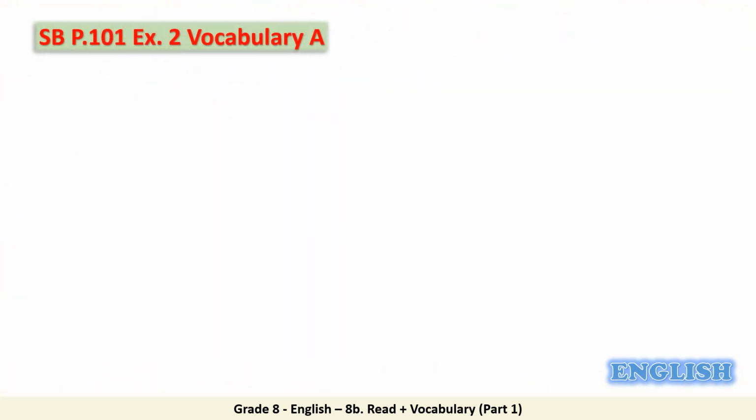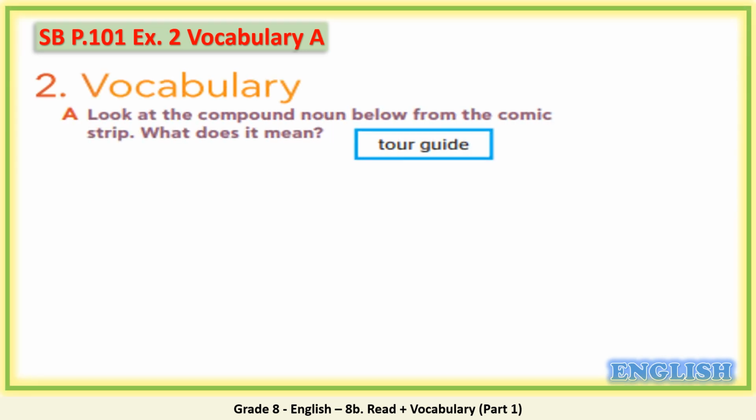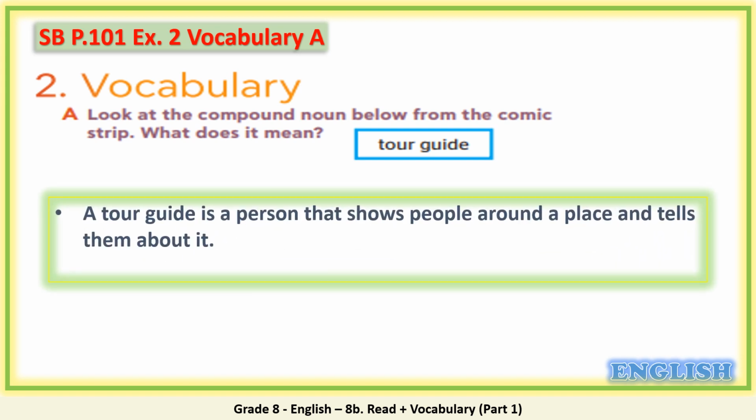Now move to page 101, exercise 2, vocabulary A. Look at the compound noun below, tour guide. From the comic strip, what does it mean? Well, a tour guide is a person that shows people around the place and tells them about it.